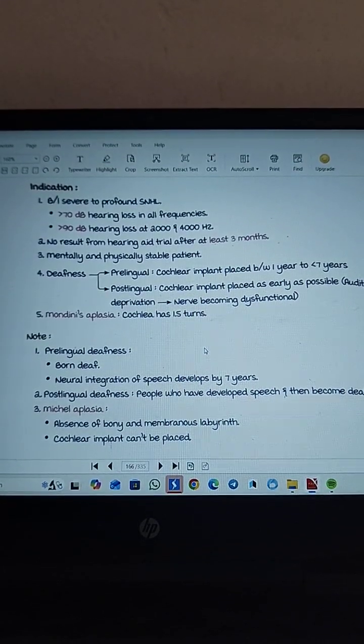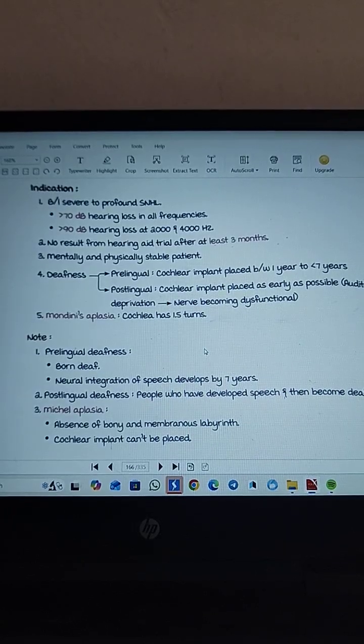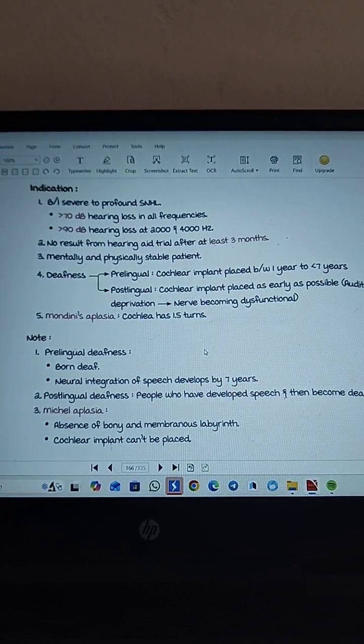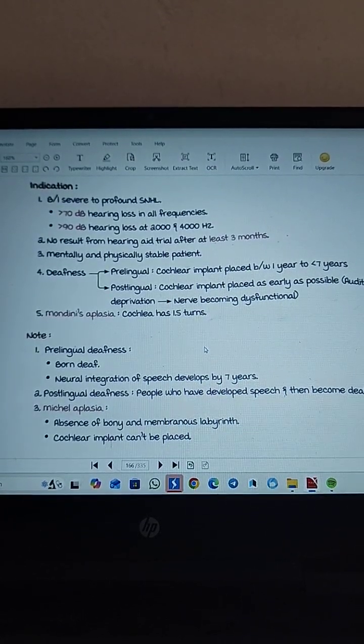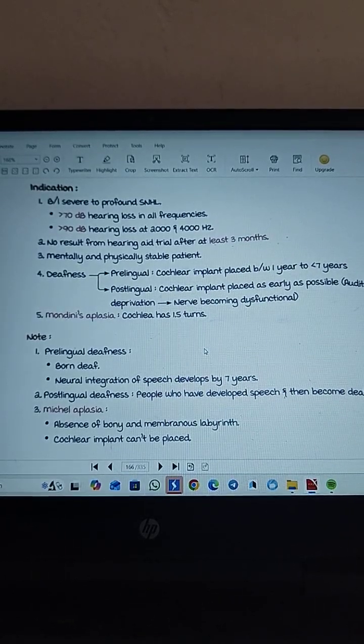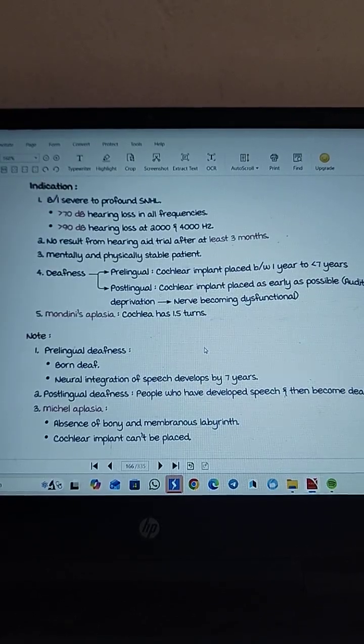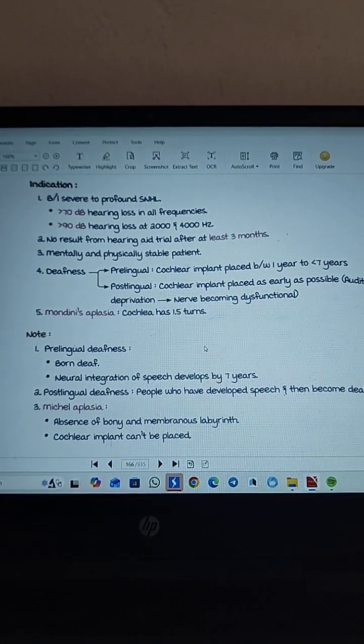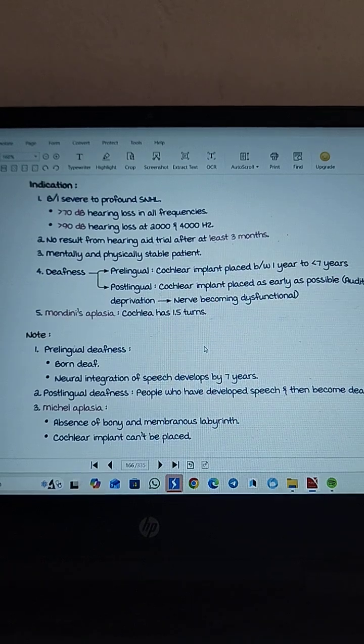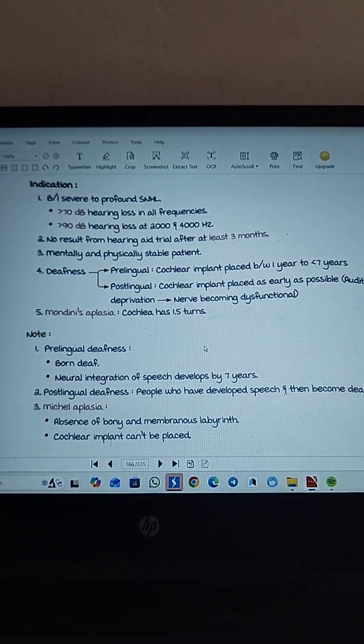What does postlingual deafness mean here? The patient was born normal. These are people who have developed speech and then become deaf. Here the patient has developed speech, but after that, due to some reasons, he becomes deaf. That is postlingual deafness.